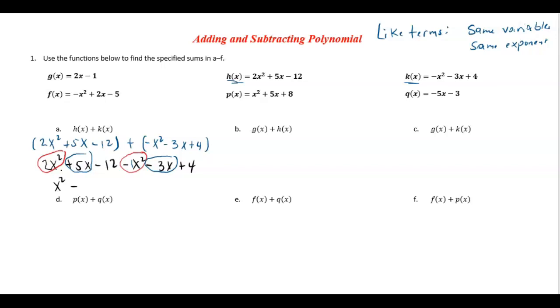So plus 2x. 5x minus 3x, all you do is 5 minus 3, which is plus 2x. And lastly, the last one is the number. So we got negative 12 and 4. We can just combine the numbers. The numbers are always like terms. So negative 12 plus 4 is negative 8. And you're done. That's all you have to do here.